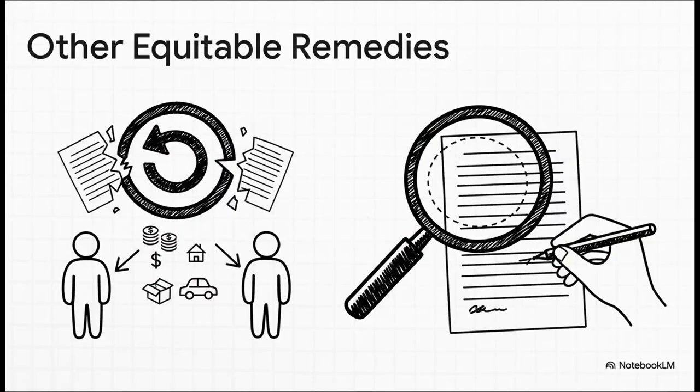A couple of other important tools in this category are rescission and reformation. Think of rescission as the big undo button. It just cancels the contract, and both sides have to return whatever they exchanged. Everybody goes back to square one. Reformation, on the other hand, is more like a surgical edit. If there was a typo, or a clerical error, or maybe even fraud, a court can actually go in and rewrite a part of the contract to show what the parties really meant.